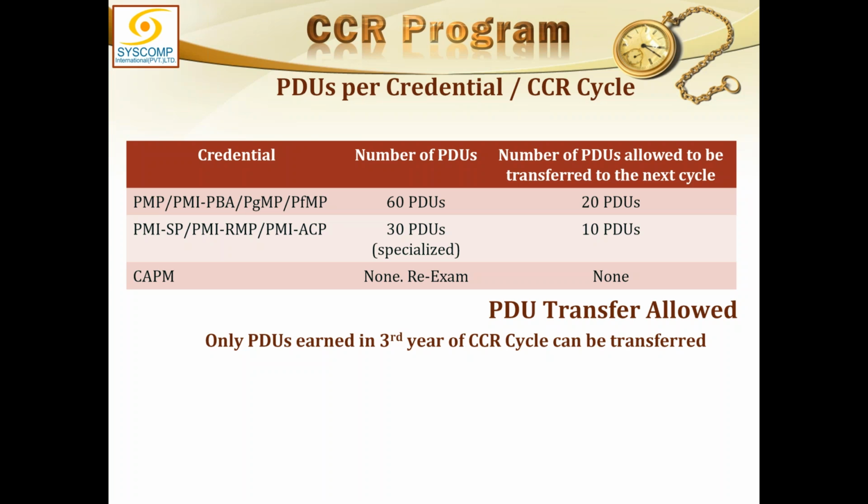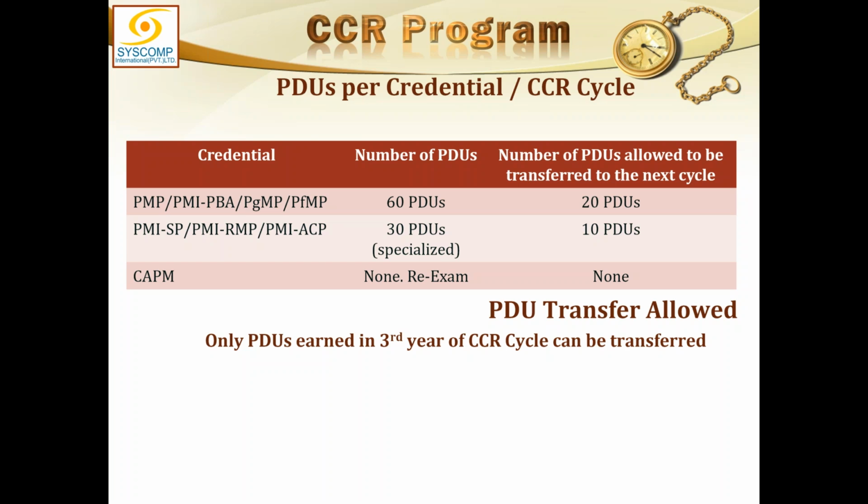No matter if you get 100 PDUs in first 3 years, maximum only 20 PDUs can move ahead into the next cycle. Rest, everything is wasted. 60 PDUs will be counted towards your first 3 years, 20 PDUs will go to the next cycle, and 20 PDUs will be wasted. But there is a small little caveat about it. Those 20 PDUs which you are moving forward, they must have been attained in the 3rd year of the cycle.